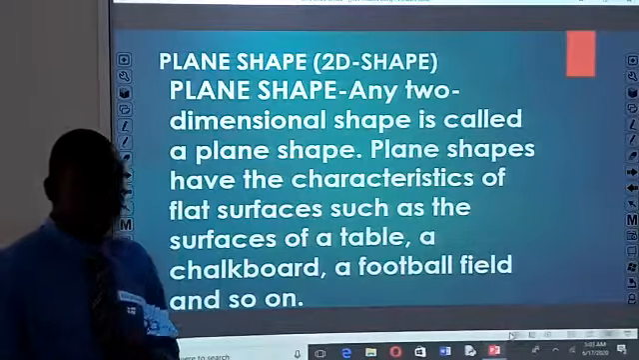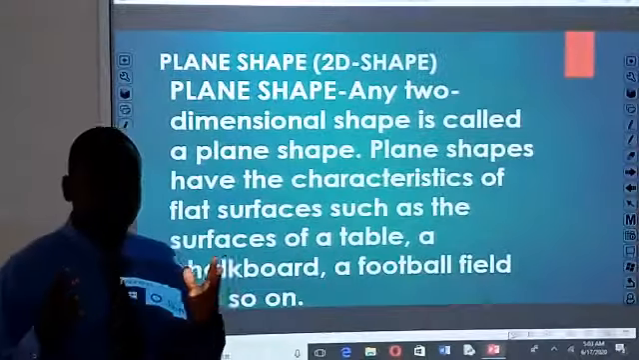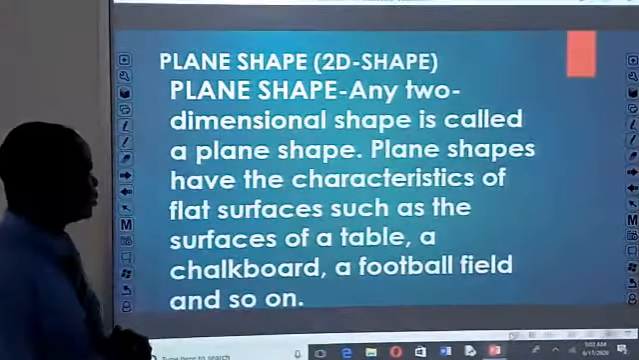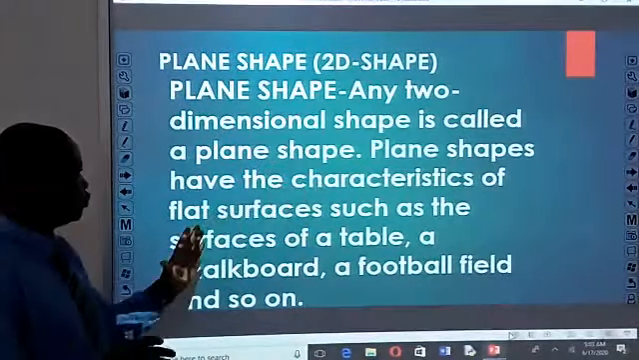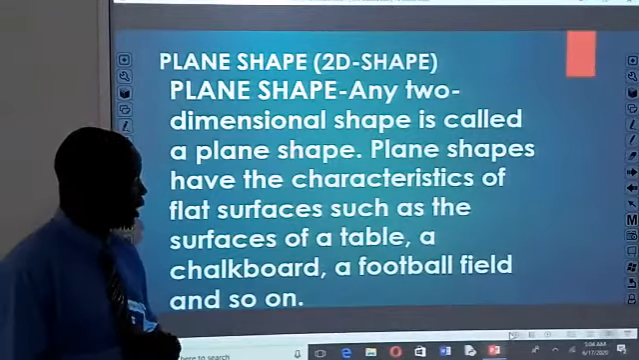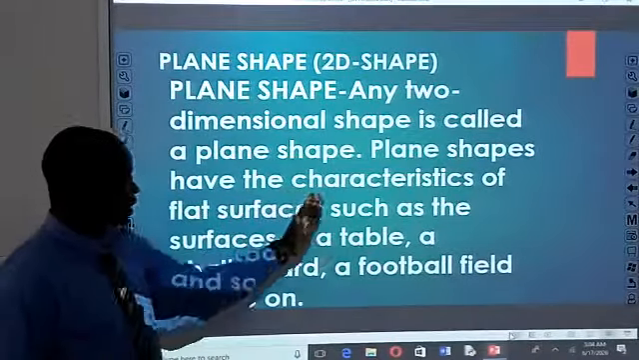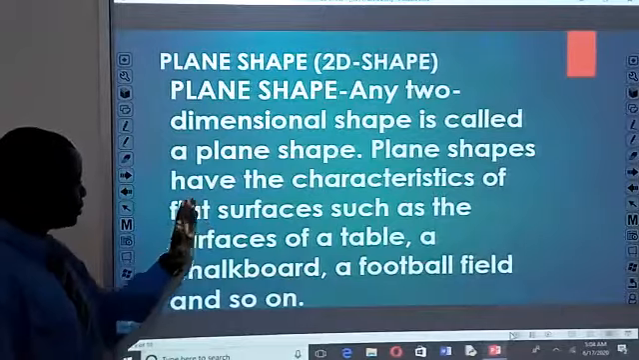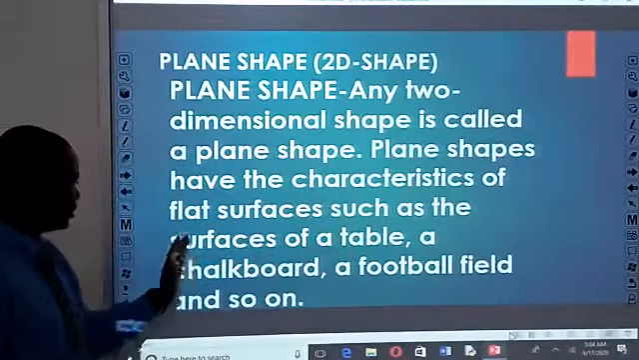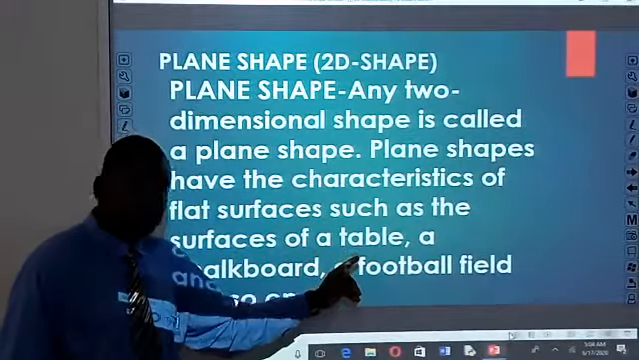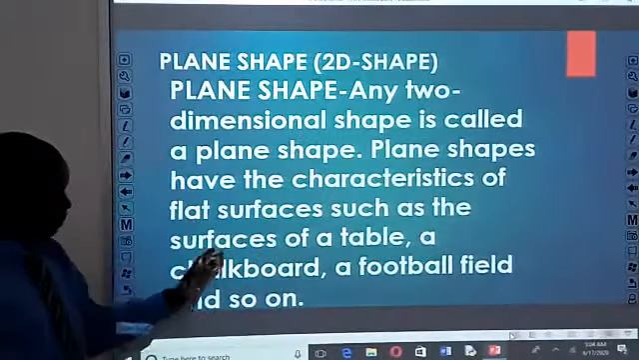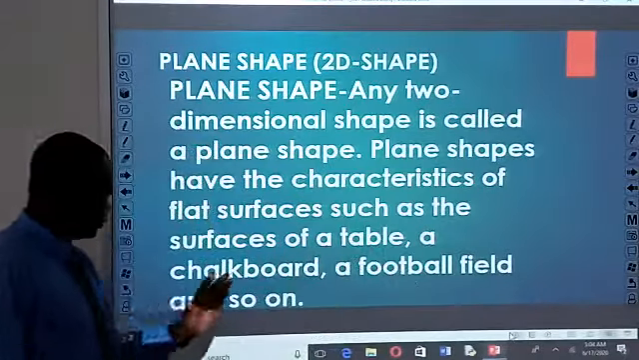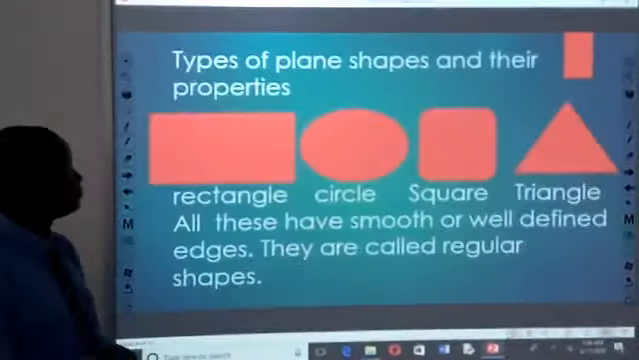Plane shapes, most often it is known as what? 2D shapes. Yes, what are 2D shapes? Any two-dimensional shape is known as a plane shape. Now, the plane shapes have the characteristics of flat surfaces, such as the surface of a table, a chalkboard, like this interactive board, a football field, and so on.